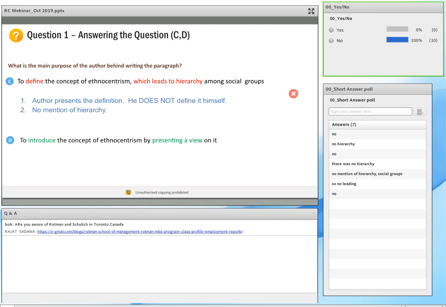Now let's come to choice D, which is the correct answer, to introduce the concept of ethnocentrism by presenting a view on it. And again, we have rejected all the 3 answer choices, right? But in order to confirm that choice D is indeed correct, let me ask you this: if you were to introduce a topic, could you introduce that by presenting an exaggerated definition? Absolutely, you could, because you're just introducing it. You can introduce with the more generally accepted definition, or with an exaggerated definition. That's absolutely fine. By presenting a view on it.